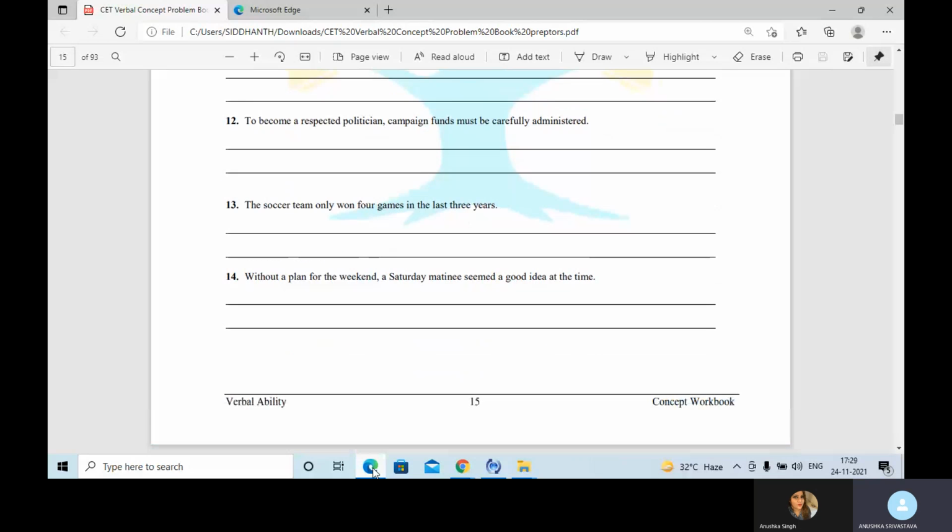14th is a fine example of dangling modifier. Without a plan for the weekend, a Saturday matinee seemed a good idea at the time. Who was without a plan for the weekend, and for whom did a Saturday matinee seem a good idea? So, as we were without a plan for the weekend, a Saturday matinee seemed a good idea at the time.